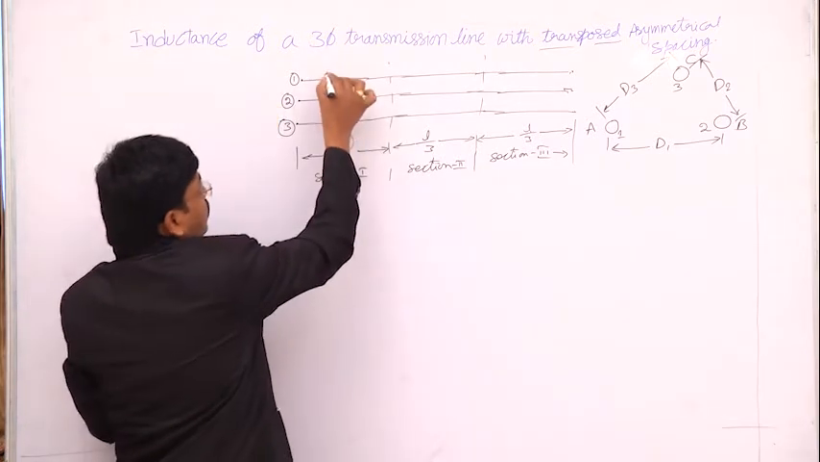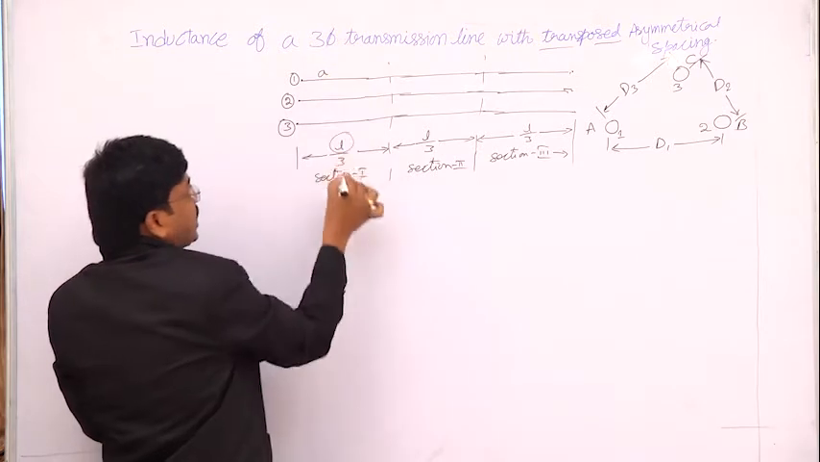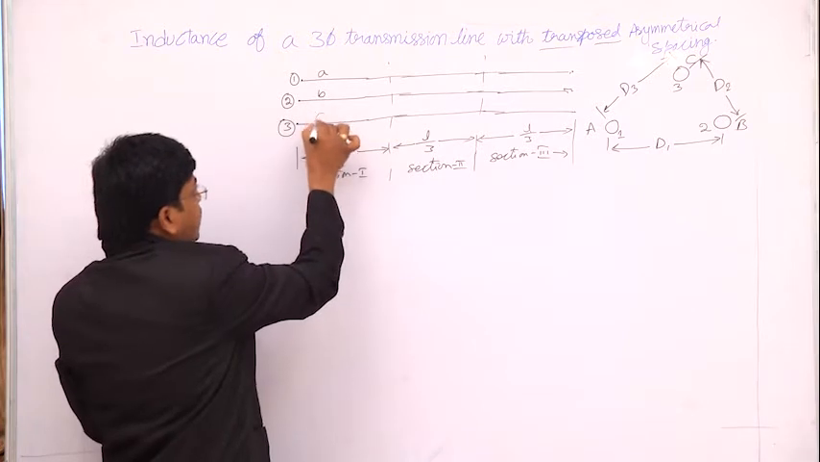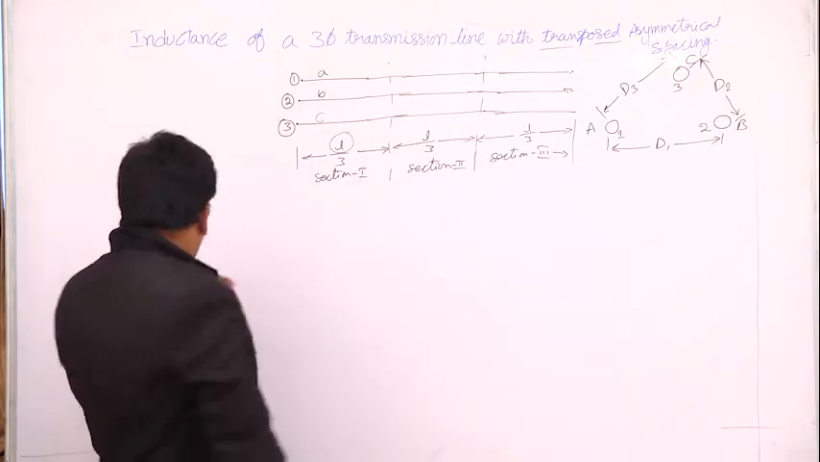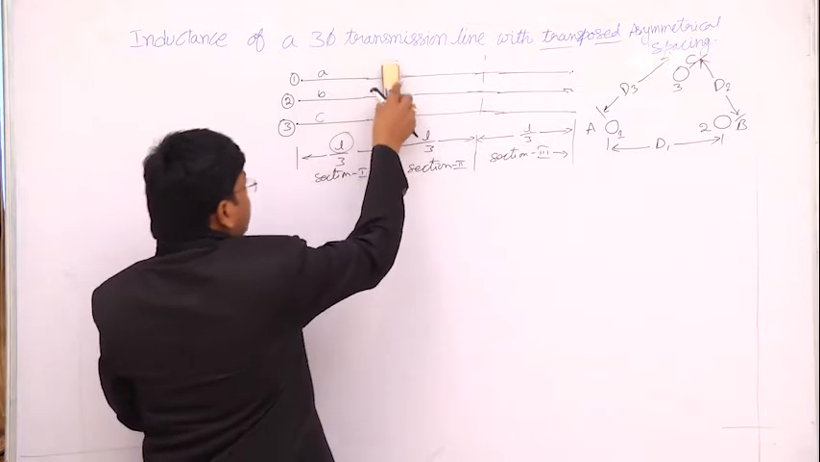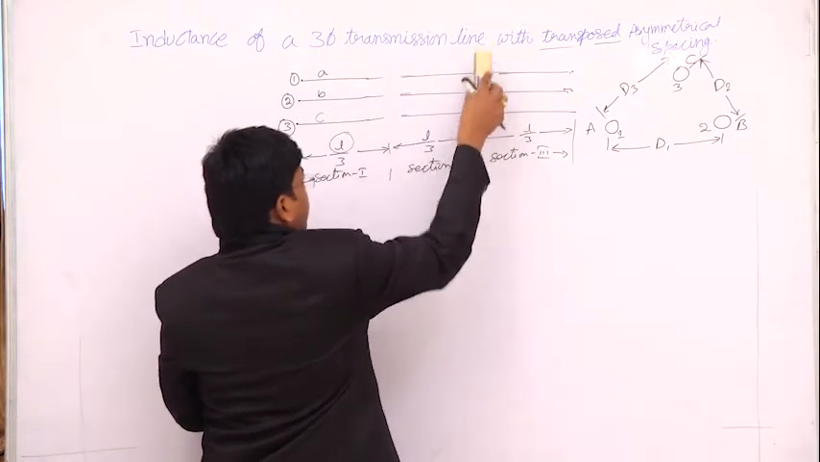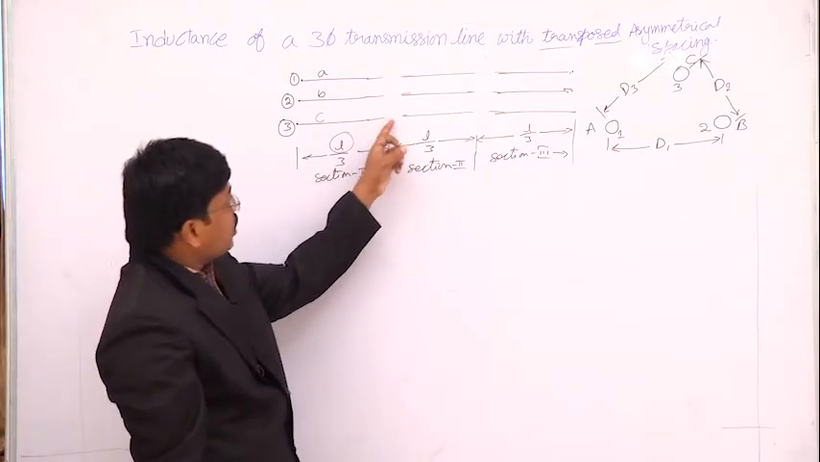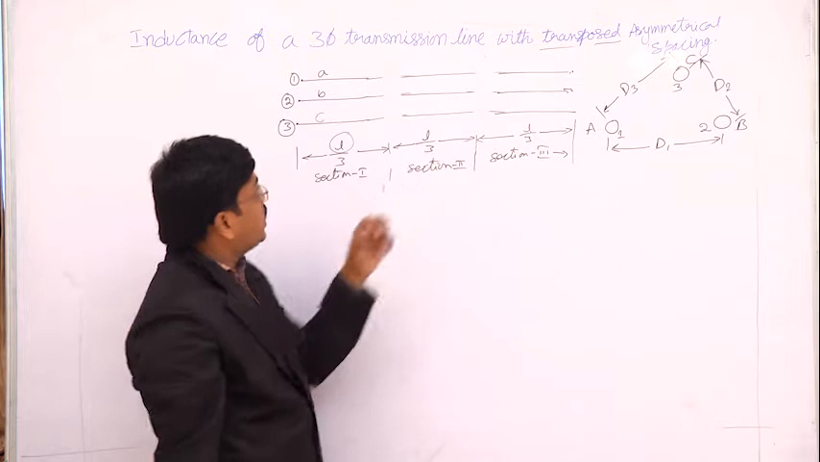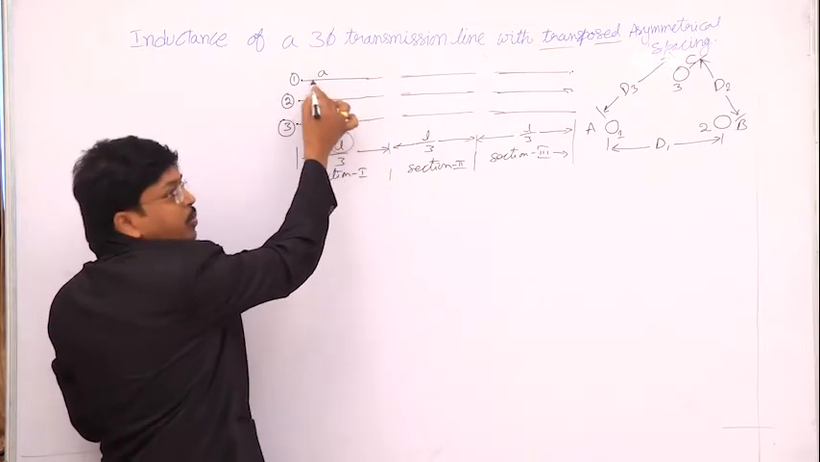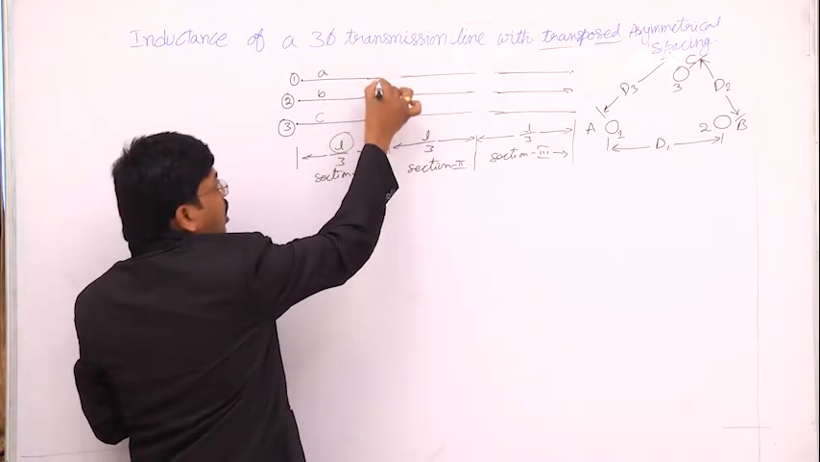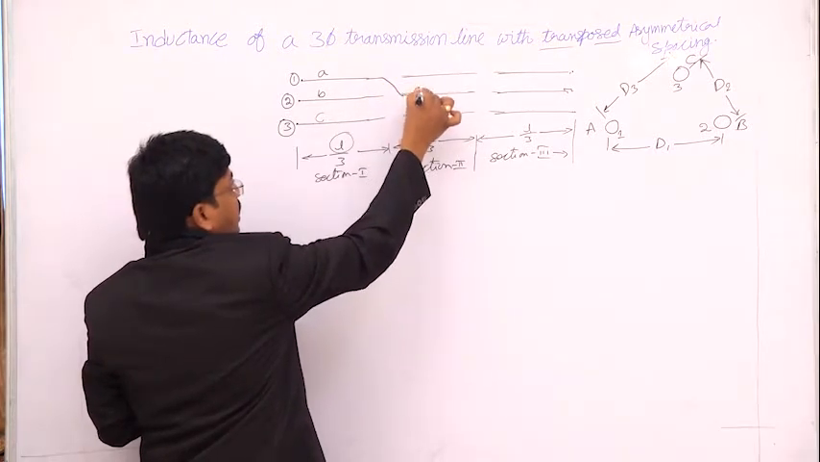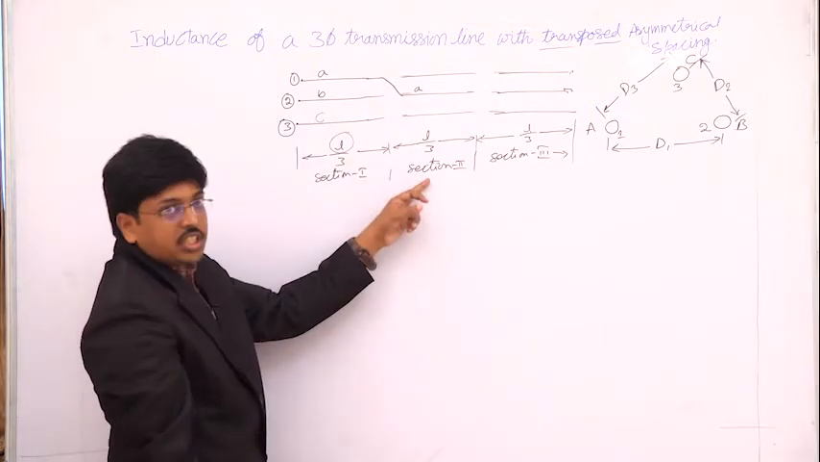In transposition, for example, in section 1, conductor A occupies position 1, conductor B occupies position 2, whereas conductor C occupies position 3. What we change is at these two intervals, that is the intersection of sections 1 and 2, as well as the intersection of sections 2 and 3. Initially the conductor occupies position 1. Now conductor A will occupy position 2 in section 2.